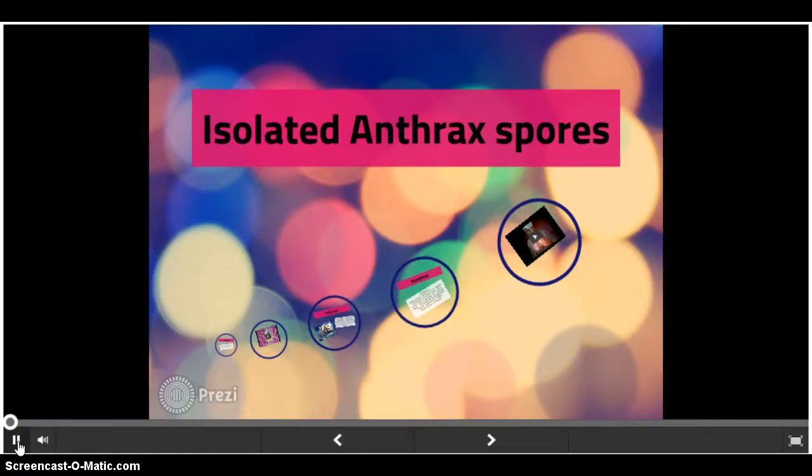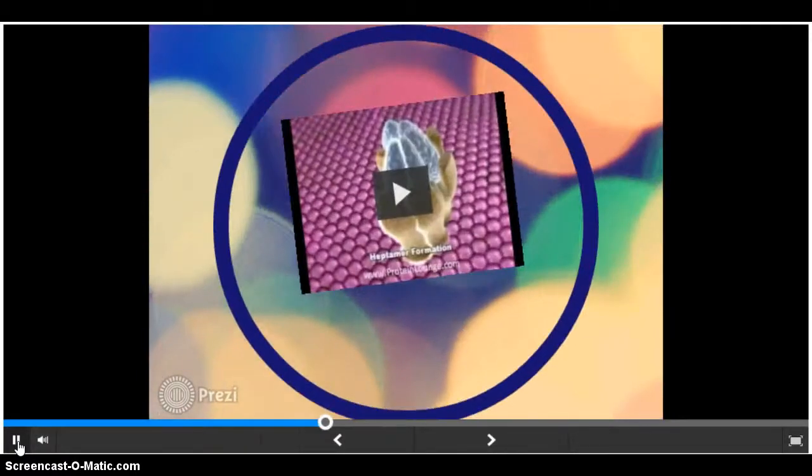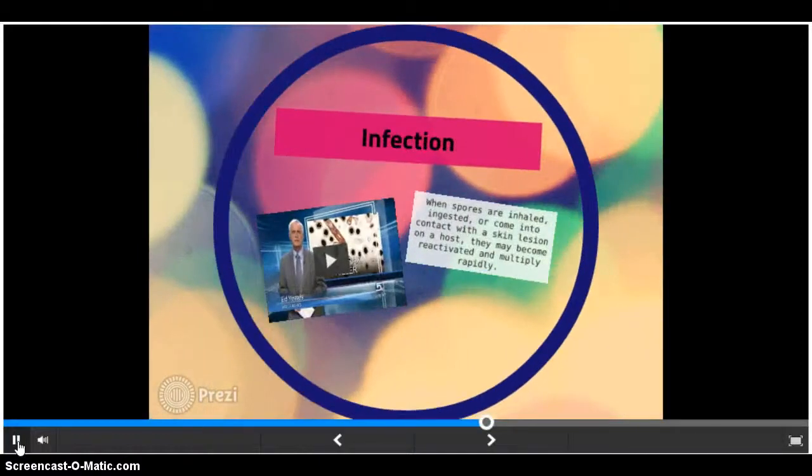Isolated anthrax spores. Bacillus anthracis is the causative agent of anthrax, a serious and often fatal disease of wild and domestic animals. It produces endospores. When endospores are inhaled, ingested, or come into contact with a skin lesion on a host, they may become reactivated and multiply rapidly.